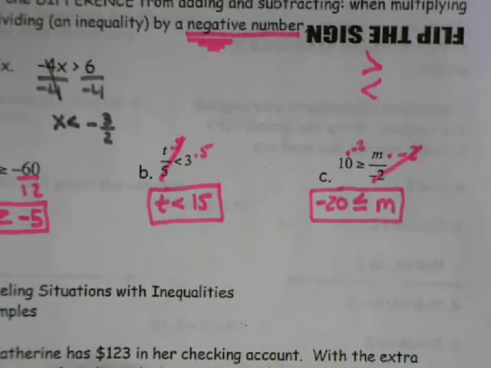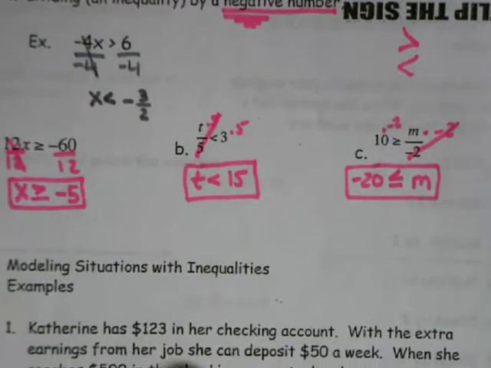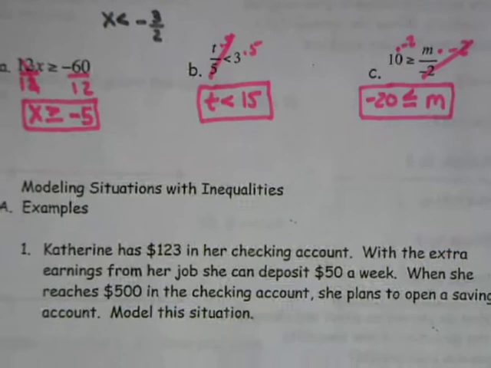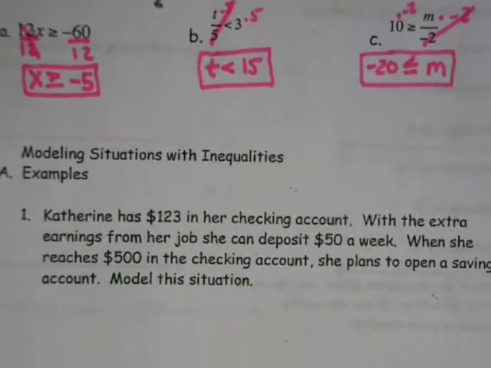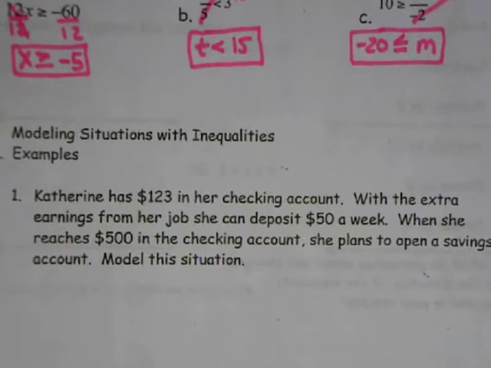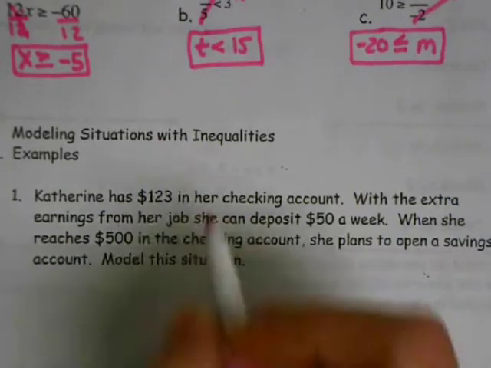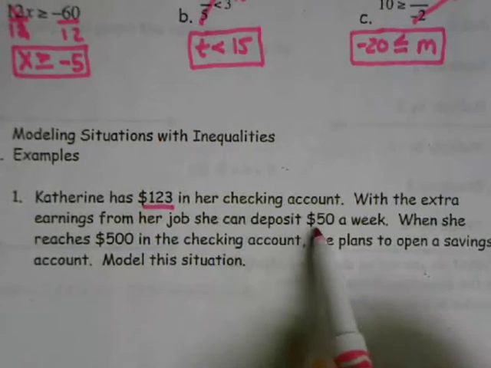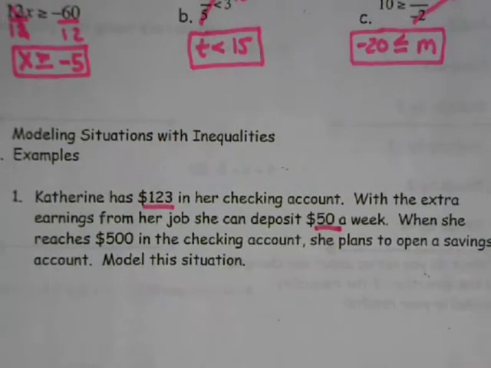All right, the other part of this is we're going to try and write some of our own inequalities dealing with some multiplication and division. So modeling these situations. And the first one starts with a checking account. This one says Catherine has $123 in her checking account. That's going to be an important number. With the extra earnings from her job, she can deposit $50 every week. When she reaches $500 in the checking account, she plans to open up a savings account for it. It says model this situation.